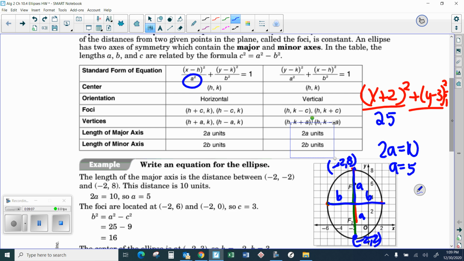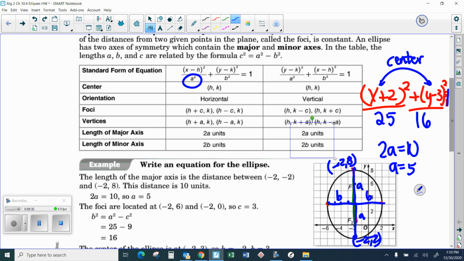Well, how far is it for b? Or what is b? 1, 2, 3, 4. There's b, and we want b squared. 4 squared is 16. So there's our equation right there, where that was equal to 1. We have our center, -2, 3. There's our center. It always equals 1 at the end. We calculated what a was. That's 5. 5 squared is 25.